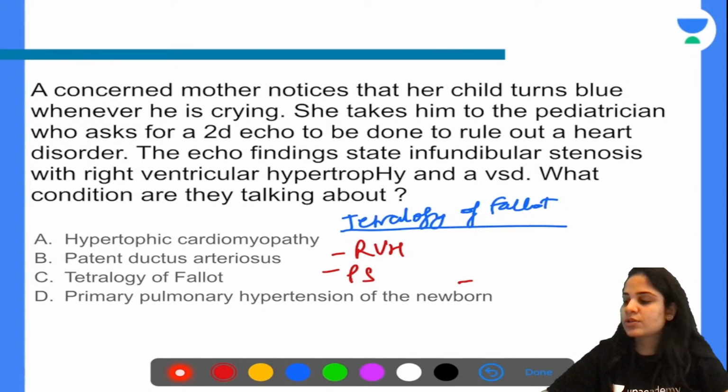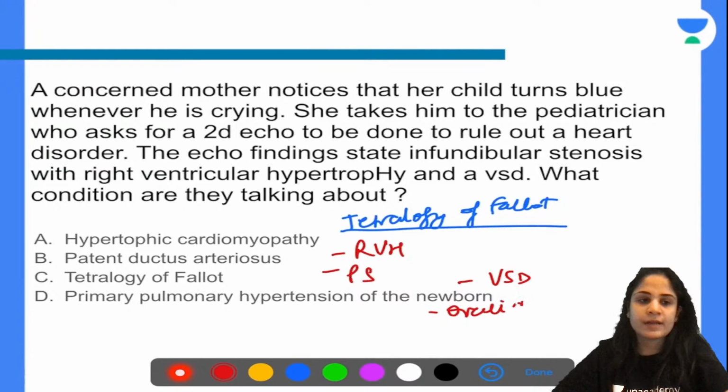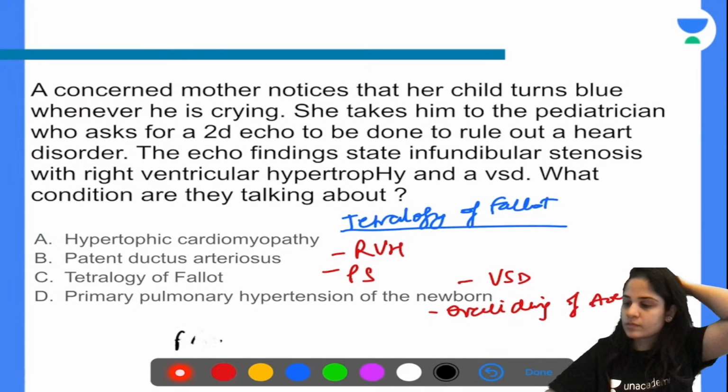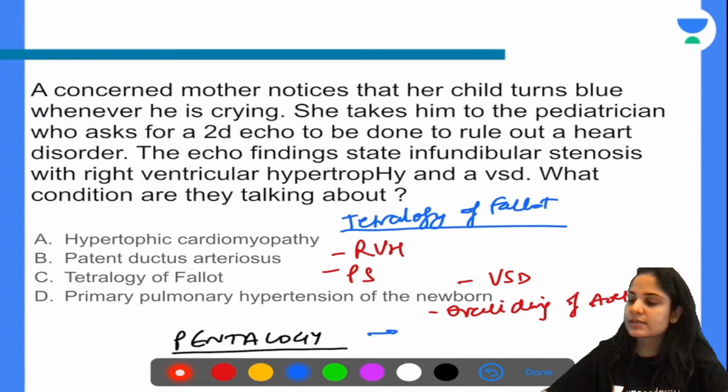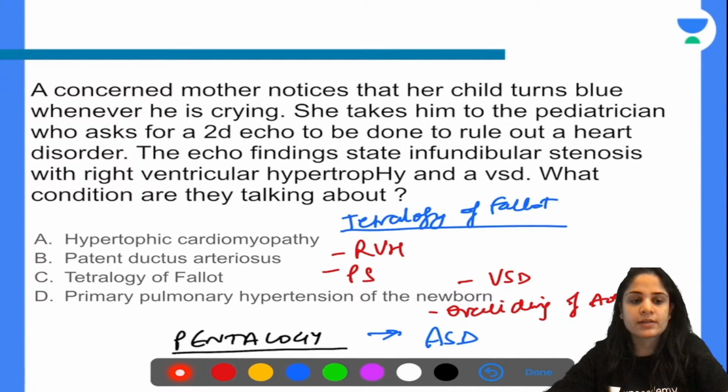When I say pentalogy of Fallot, what is the extra thing that is added? Batao. Yes, absolutely correct. So in pentalogy of Fallot, the extra thing that is added is ASD, atrial septal defect. Okay. So this is about tetralogy and pentalogy of Fallot. What is the X-ray appearance in TOF? How does the heart look on X-ray? Everyone knows the answer to this. And is TOF a cyanotic or an acyanotic heart disorder?